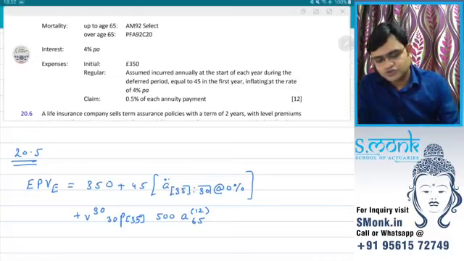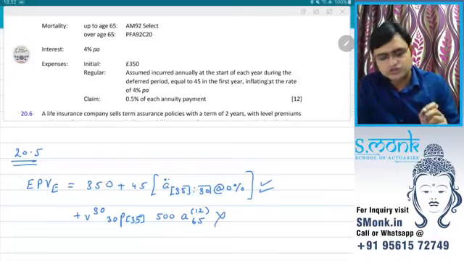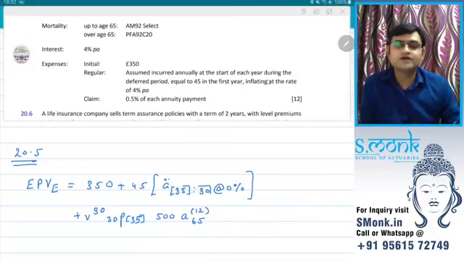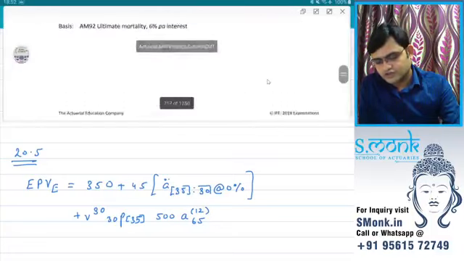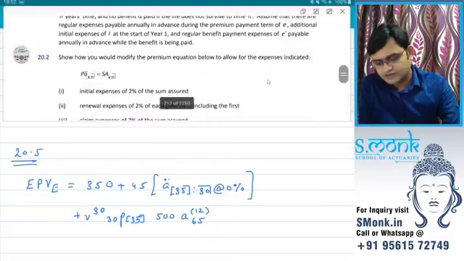These two are very common expenses, initial and renewal. This one is not so common. We will see other questions where we will find expenses and then try to solve them. Let me just see any other question we have with expenses.